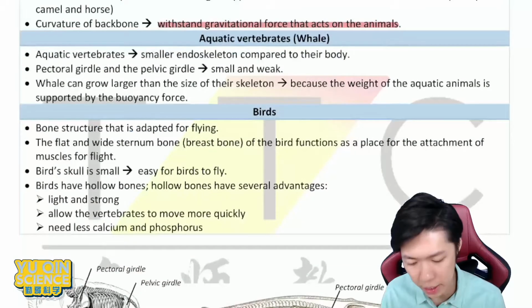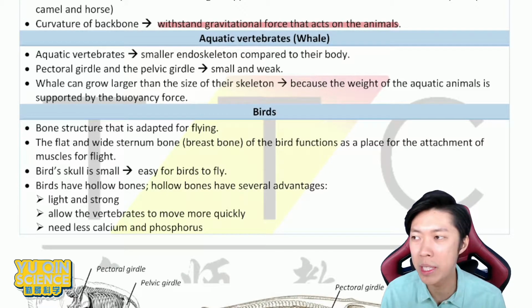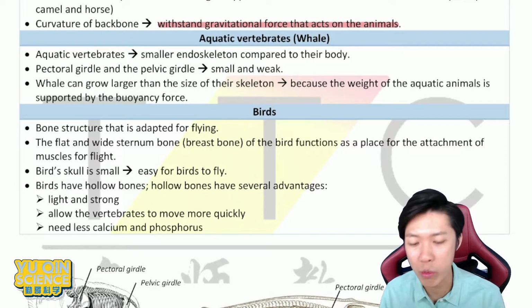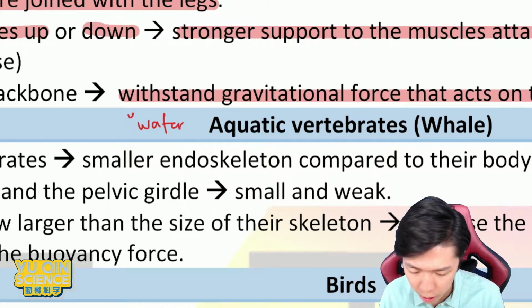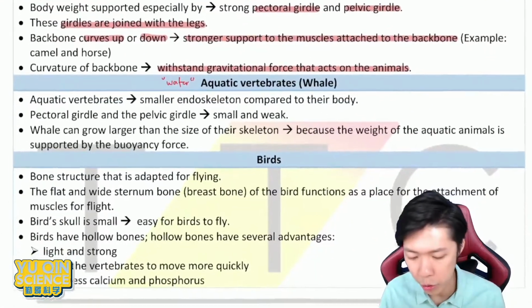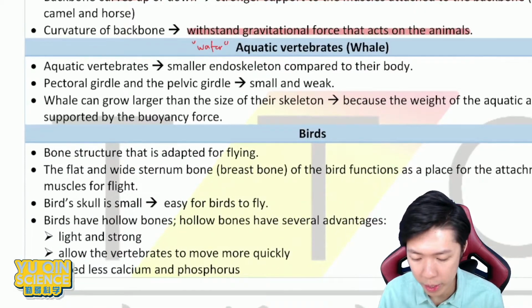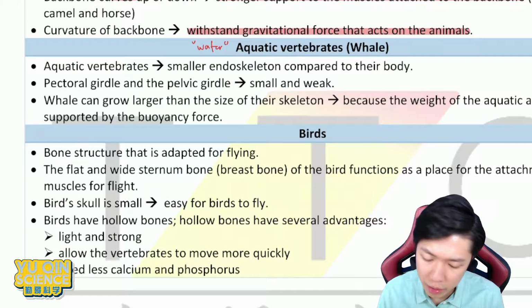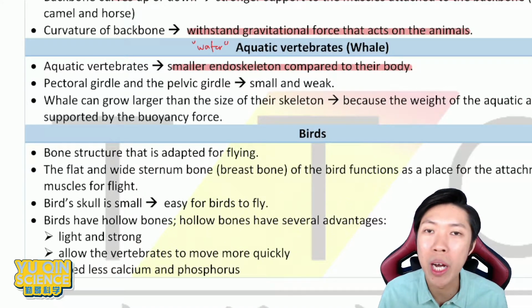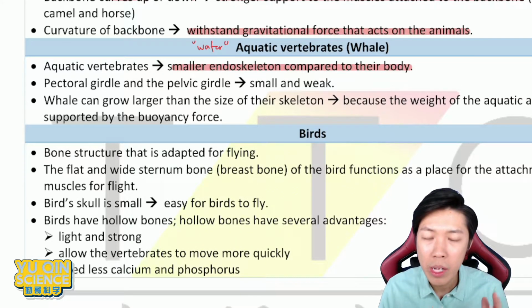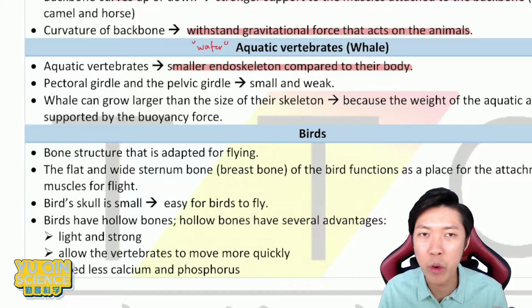Okay, easy. Next, aquatic vertebrates means animal with backbone that stays in water, because aquatic means water, right? Vertebrates, I'm sure you know. So let's just take whale for example. So comparatively, they have smaller endoskeleton compared to their body. That means ratio 比分率 let's say the bones are almost around like 6, maybe less than that, like 40%.